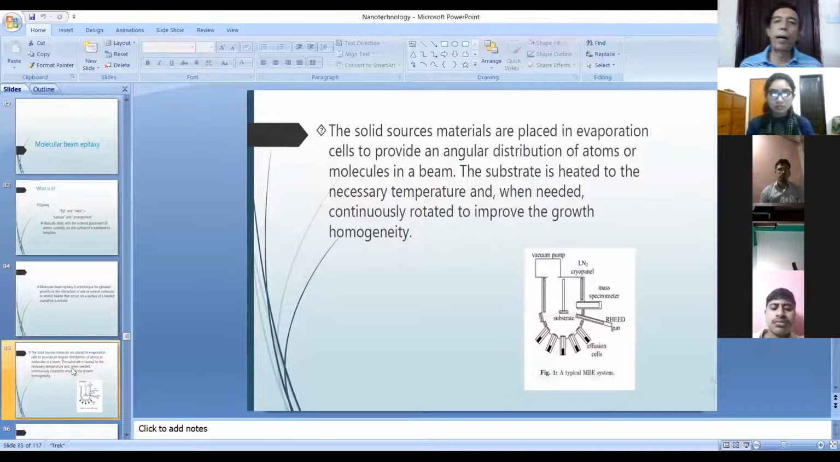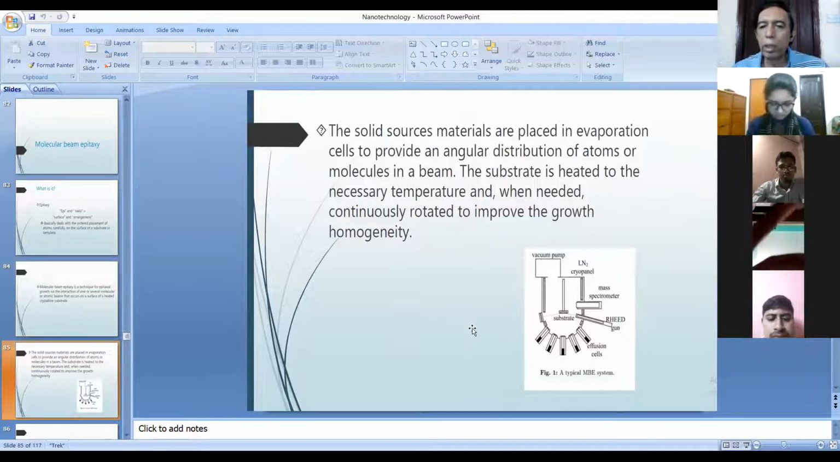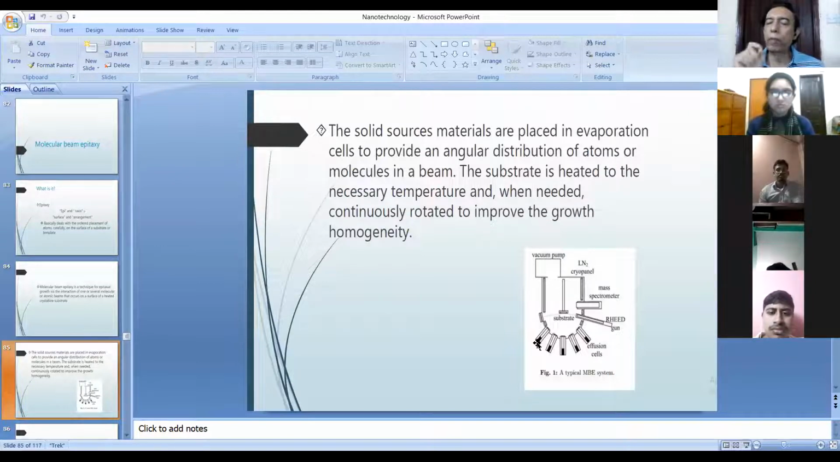So what is the process? You see here, this is the figure. Say for example, this is a substrate, and these are the cells of the precursors. Precursors means the raw materials. Say, for example, you want a thin film of gallium arsenide.